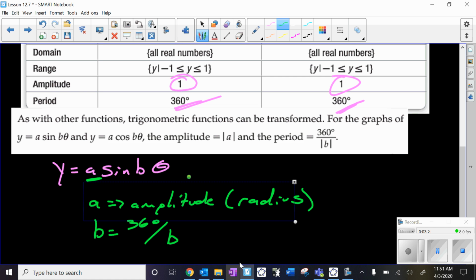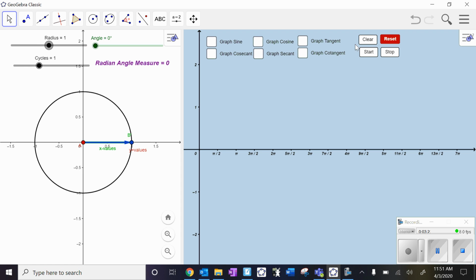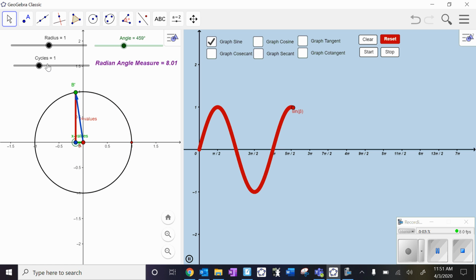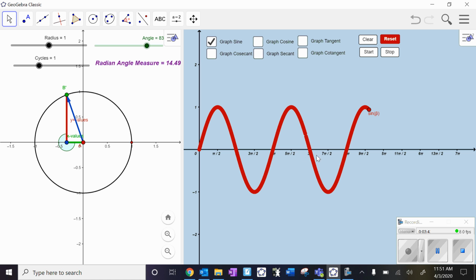So I have one GeoGebra that I want to show you. Again, our normal sine function looked like this, where I had a radius of 1. So in this case, a would be 1. And since I'm only talking about one cycle, we would have 360 degrees. Okay, there's a normal sine function. You can see height of 1. I know this is in radians. This is 2 pi, but at 2 pi, that's the same thing as 360. So at 360 degrees, we start over.